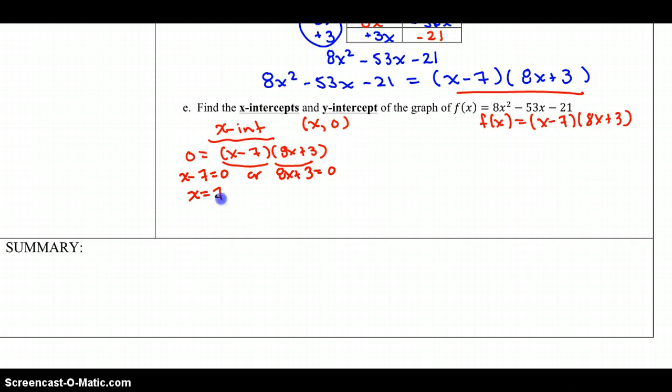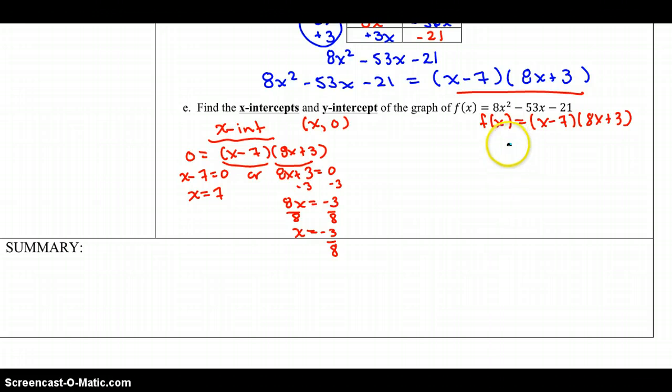So here we get x equals 7. Here we're going to subtract 3 from both sides. We'll get 8x equals negative 3, and when we divide by 8, we get x equals negative 3/8. Okay. So in the graph we had guessed that this happened at negative 1. Okay, and it wasn't quite, it was at negative 3/8. Okay, so we kind of missed it by a little bit here.